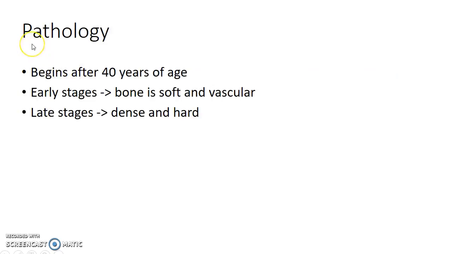Now let us see about the pathology in Paget's disease. Paget's disease usually begins after 40 years of age. In the early stages, the bone is soft and vascular. In late stages, the bone becomes dense and hard.